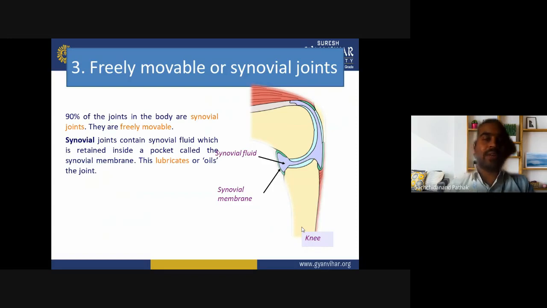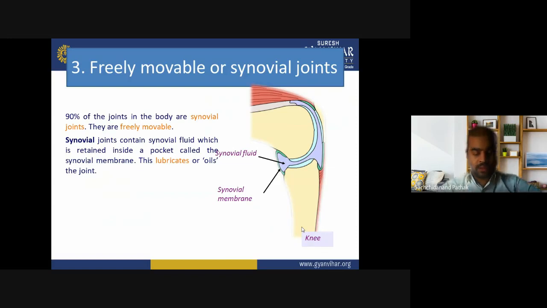This lubricates or oils the joint. We know there is synovial fluid present inside the synovial membrane in the joints. In synovial joints, there is a synovial membrane, and within the membrane there is a fluid that is called synovial fluid. Synovial fluid helps to lubricate the bones.